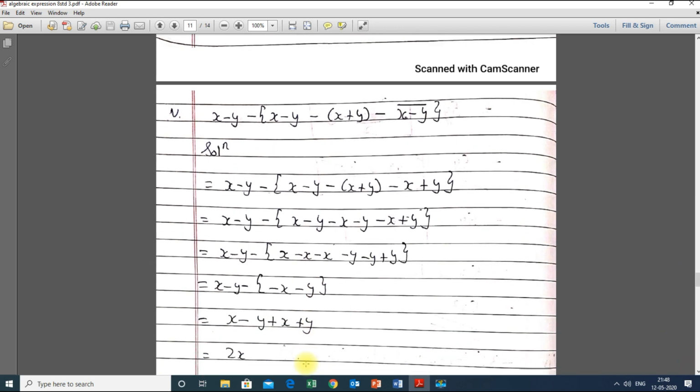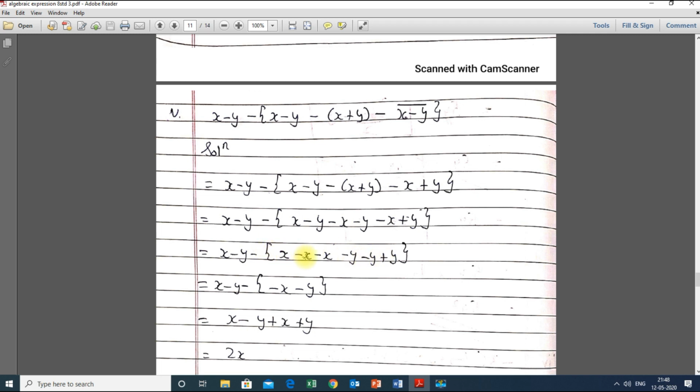The same type of sum what we have done earlier. This bracket will change into minus, and this will change into plus. So I can't solve yet. Then I will open the bracket: minus x plus y minus x minus y. Then I will just solve if possible over here. I can solve many things over here. I brought the like terms together: x minus x minus x minus y plus y.